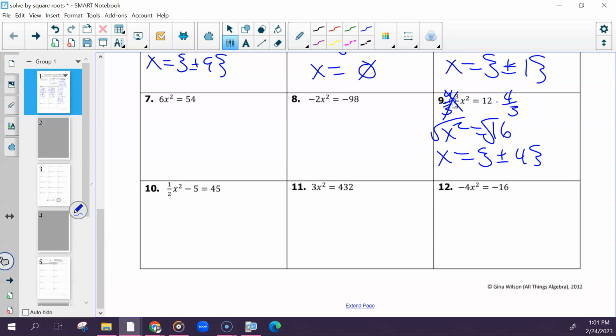Yes, it's both. Or you can write it as two separate things, -4 and +4. But it means both, even though it's read as plus or minus.